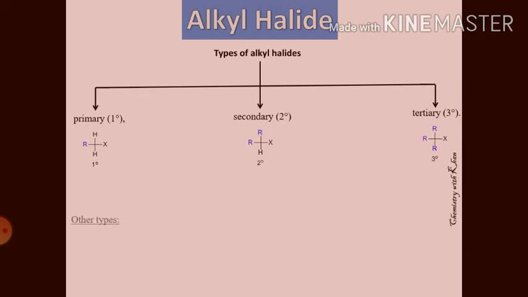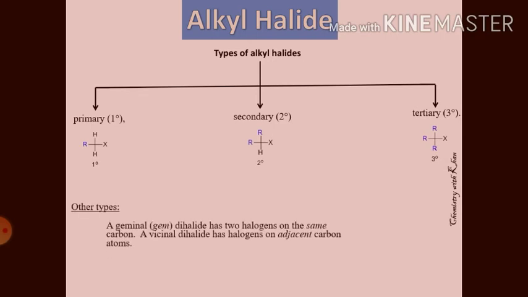Some other types of alkyl halide. A geminal dihalide has two halogens on the same carbon, such as this. And a vicinal dihalide has halogens on adjacent carbons. You can see that in gem dibromide, both bromines are directly attached to one carbon, while in vicinal dichloride, both chlorines are attached to two different carbons.